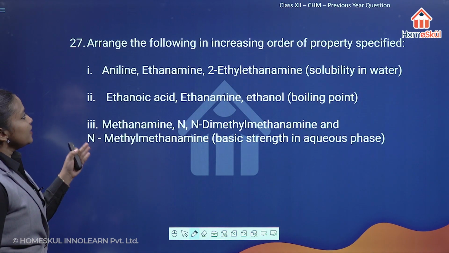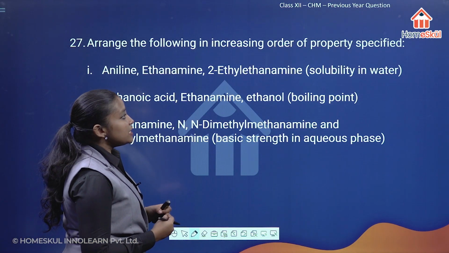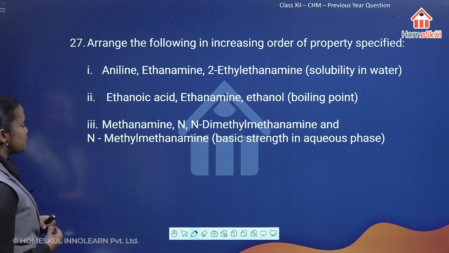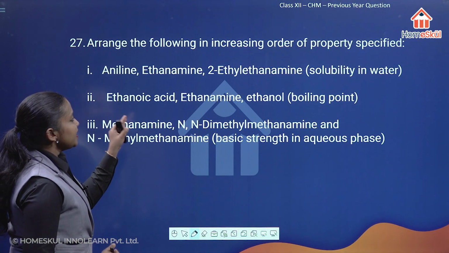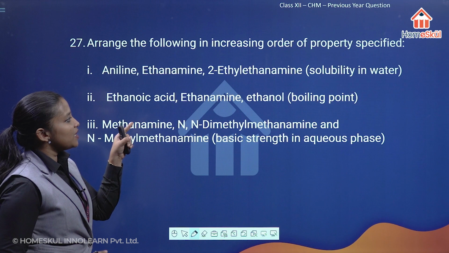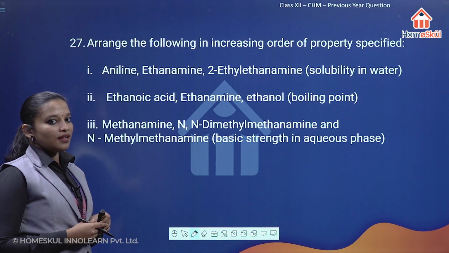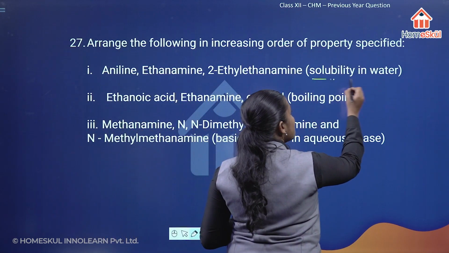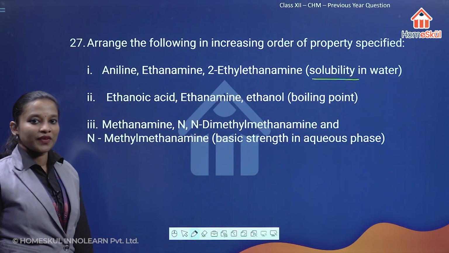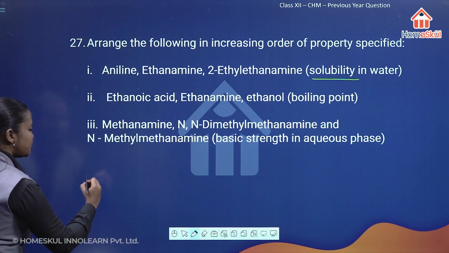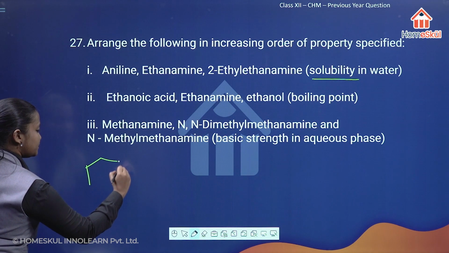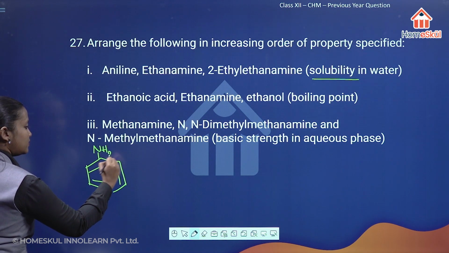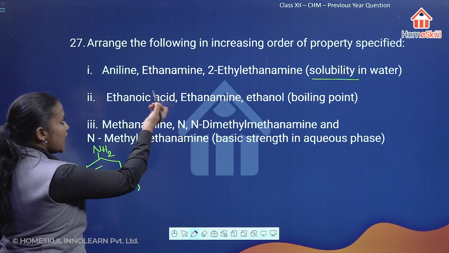Arrange the following in increasing order of the property specified. Let's check the first one. Aniline, ethanamine, N-ethyl ethanamine. We have to arrange these in increasing order of solubility in water. Let's draw the structures first. This is aniline. The second one, ethanamine.